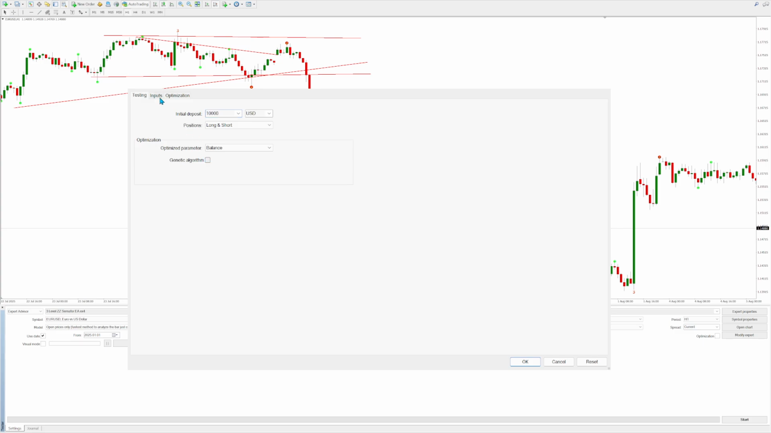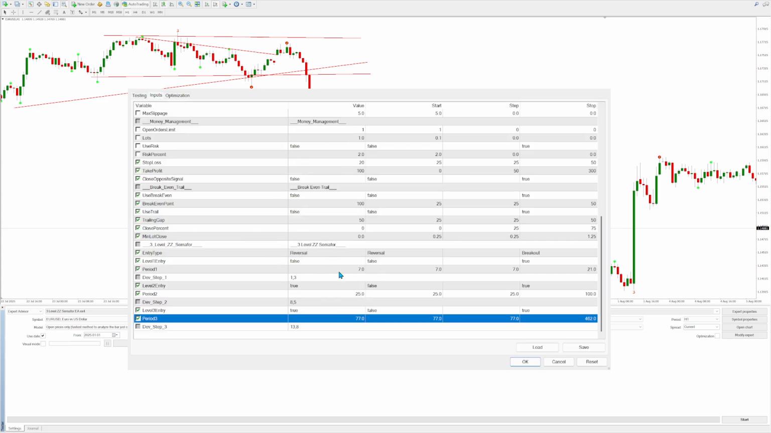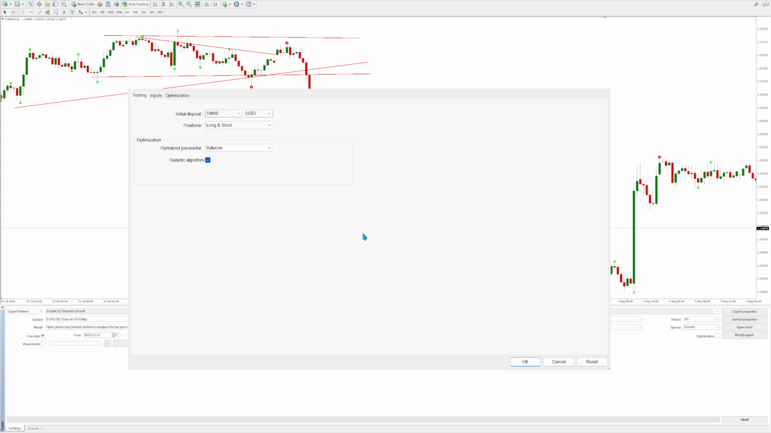Basically, if you uncheck this, the strategy test will do every single possible combination, which can take a long time. If you have this checked, it will throw away the combinations that it deems will not produce good results, and it's a lot faster and generally works based on my experience.